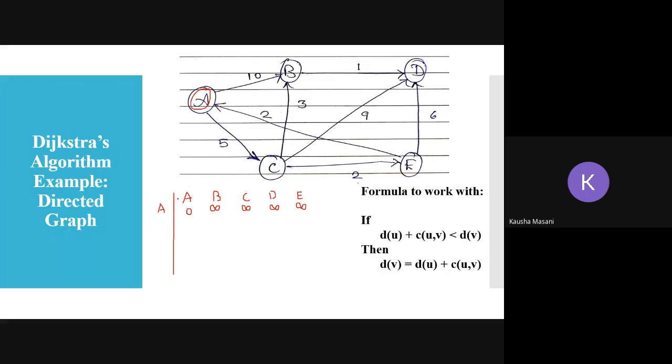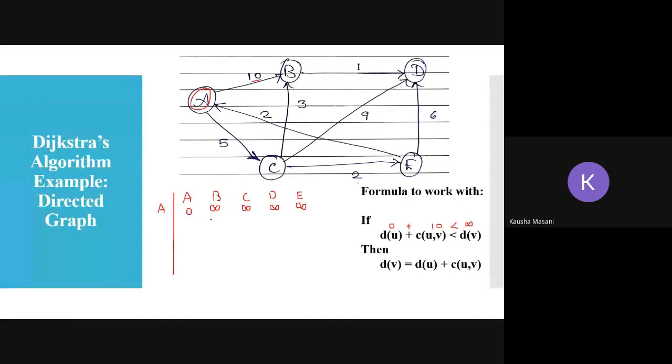Okay, now we are going to start updating the distance values. Again, A to A is what? D of U 0 plus, if we talk about B, A to B, the edge weight is 10. So 0 plus 10 is less than infinity, so that is 10. 10 is obviously less than infinity.